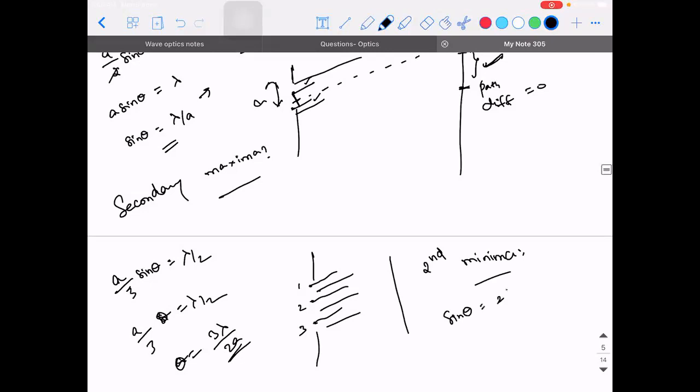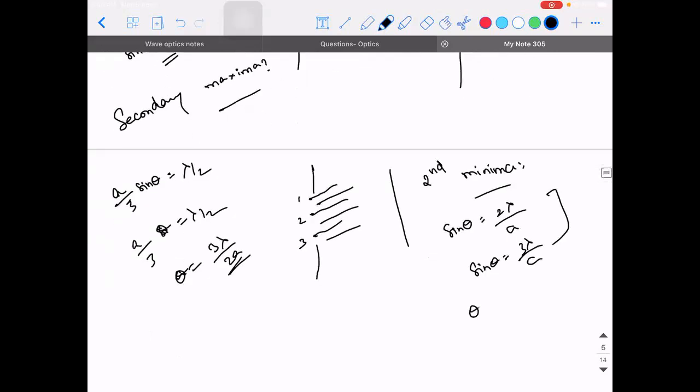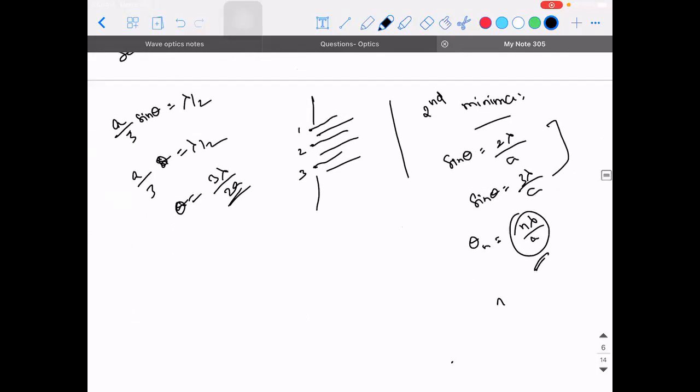Sin theta will be equal to 2 lambda divided by a. What will be the condition for the third minimum? Sin theta will be equal to 3 lambda divided by a. So what is the condition for the nth minimum? Sin theta equals n lambda divided by a, or I can write a sin theta n is equal to n lambda.